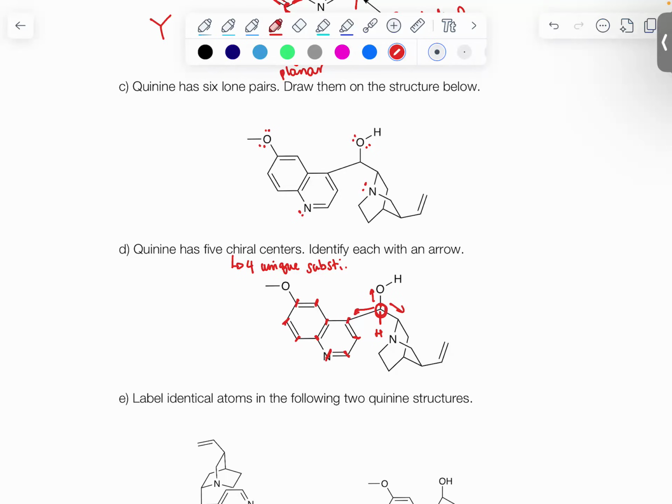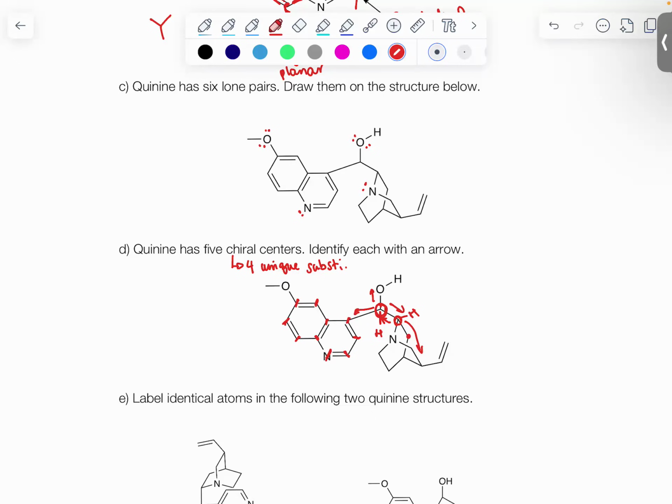Moving down, we have this one, which will also be a chiral center. It has the proton, the nitrogen. This attaches, you don't want to think about it as just attaching to the carbon next to it, but that it attaches to the rest of the molecule. And same this way.